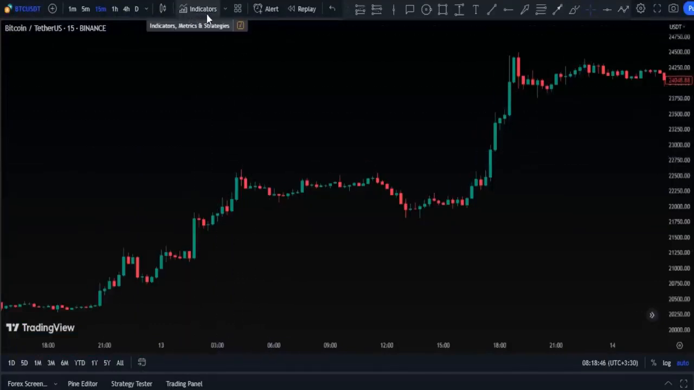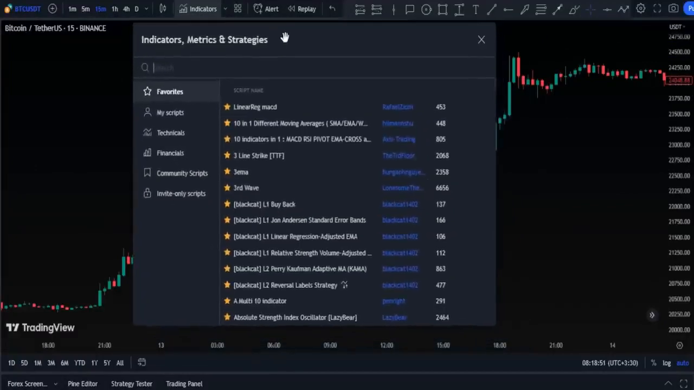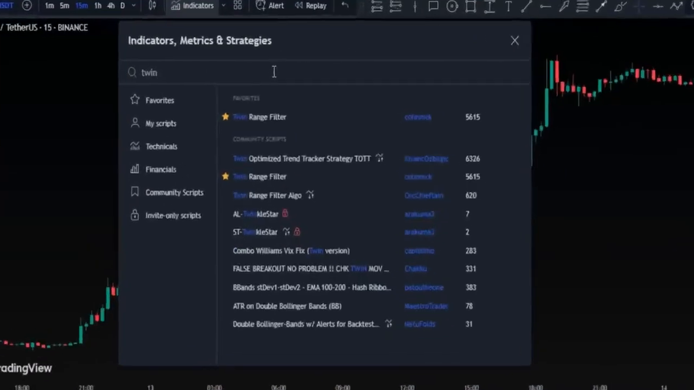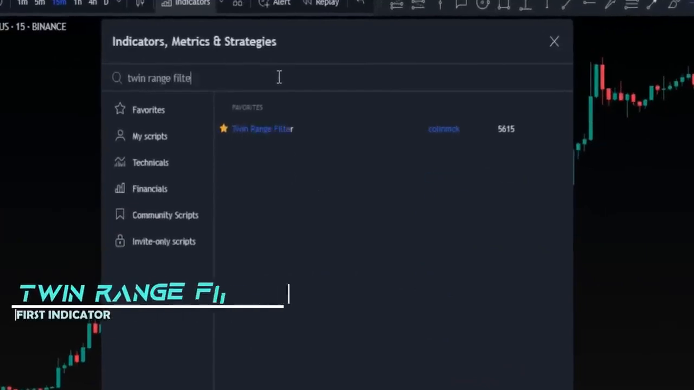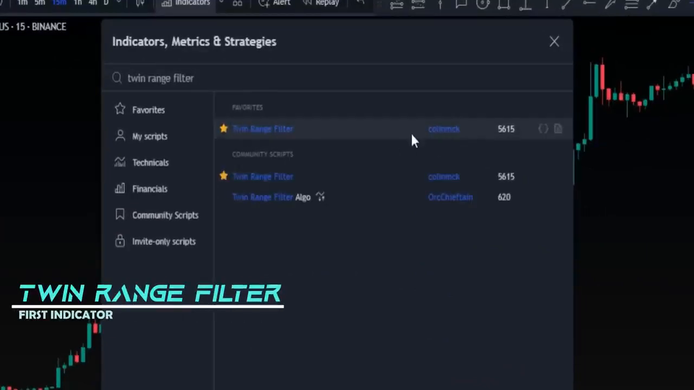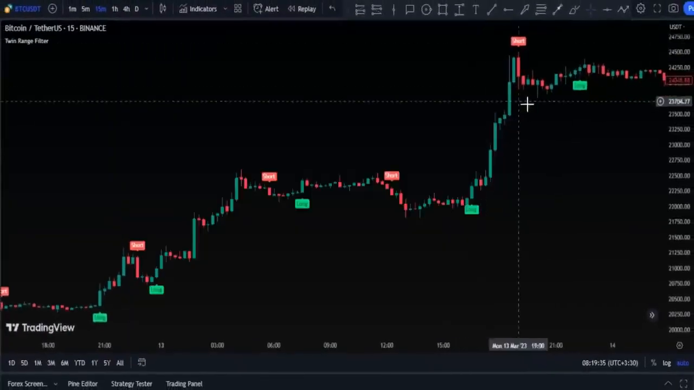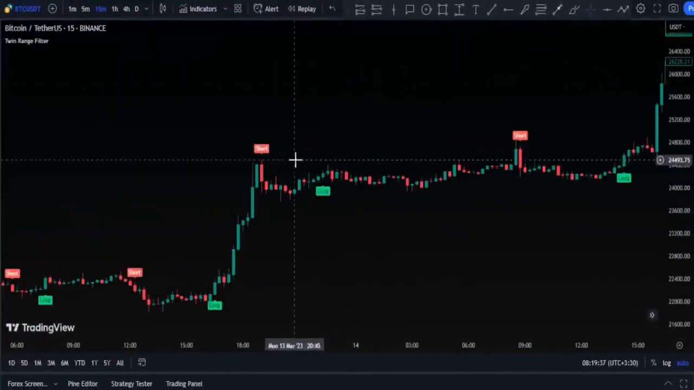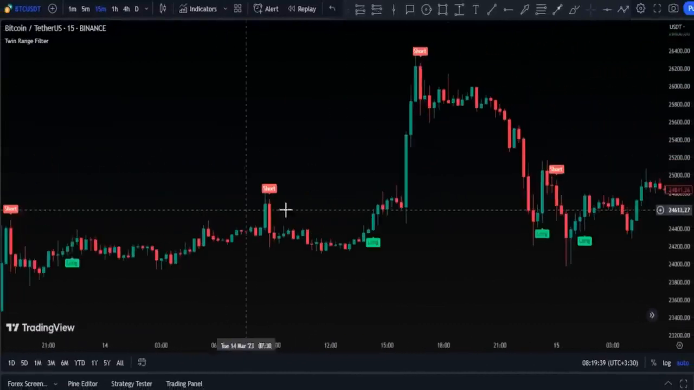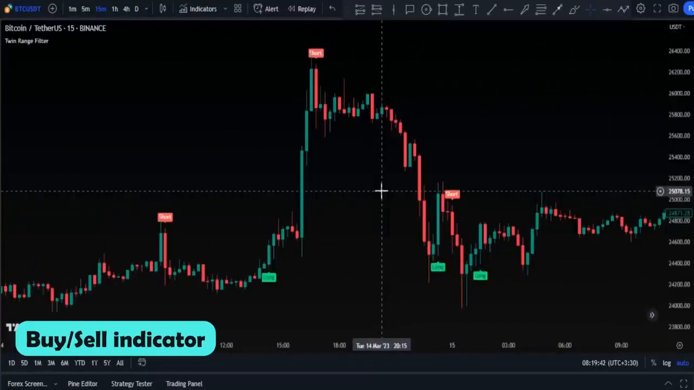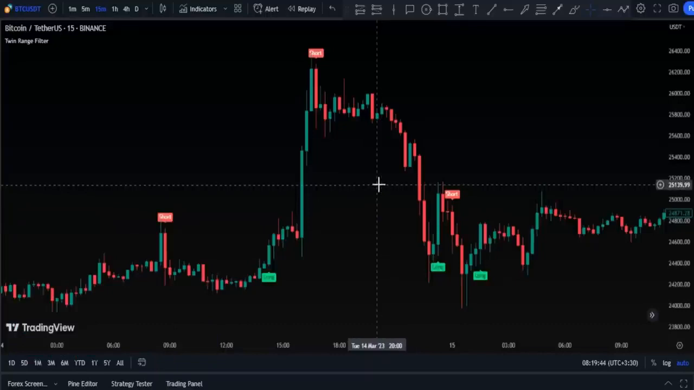In order to do that, we click on the indicators option up here in TradingView website, and when these indicators, metrics and strategies tab opens, we type twin range filter in the search bar. And then we add this indicator to our charts. After adding the indicator to the chart, as you can see, this is just a simple buy-sell indicator, but we need to optimize this indicator by a tiny bit.